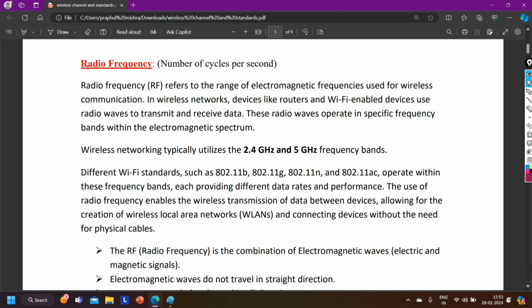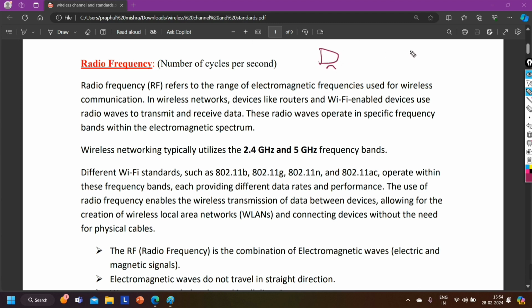Now, first term is radio frequency. As I told you in the last class, whenever we connect two devices, or more than two devices, a group of devices, without wire, how are those devices going to exchange data? They are going to exchange data through air, right? So how are devices going to send or receive data? Through radio frequency only. So the media is going to be radio frequency in wireless networking.